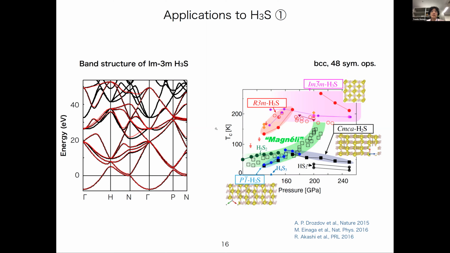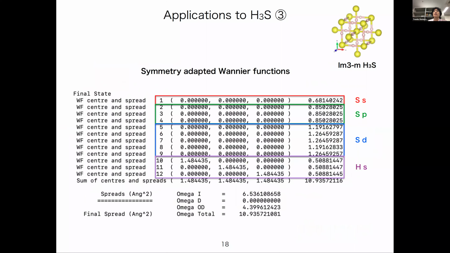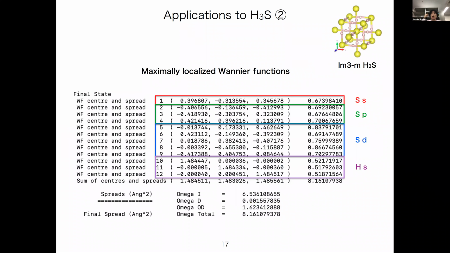And then if we do the band structure calculation for this H3S material, then the band structure looks like this. So black is the DFT band dispersion, and the red is the Wannier band. Then in this case, actually, we see a clear difference between the maximally localized Wannier functions and the symmetry-adapted Wannier functions. Okay, so here the crystal structure looks like this.